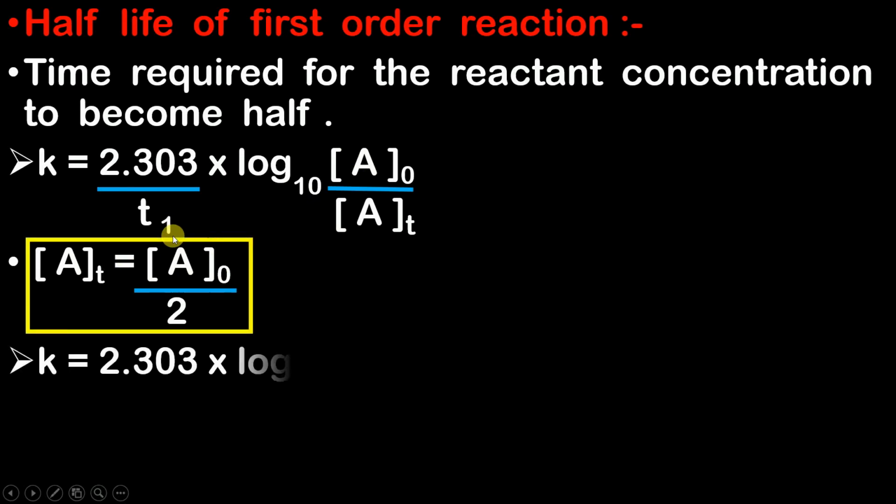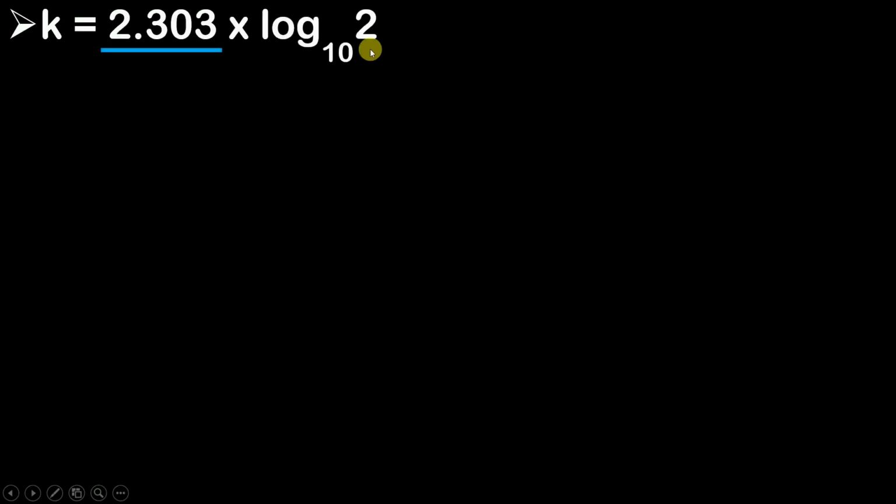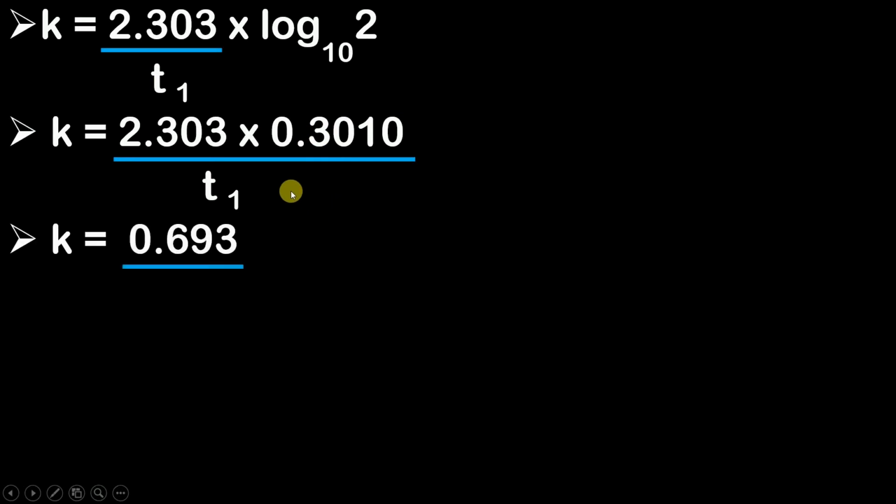So using this, just substituting AT equals A naught upon 2, and by this simplification, this A naught gets cancelled. You are left with something like this, and we all know that the value of log 2 to the base 10 is nothing but 0.3010, and this T1 is in the denominator. And this is the formula that you are going to use for finding the half-life. So using this formula, if you know the value of K, you can easily find out the value of T1. And in this case, for half-life, this T1 is the time required for the concentration of reactant to become half.